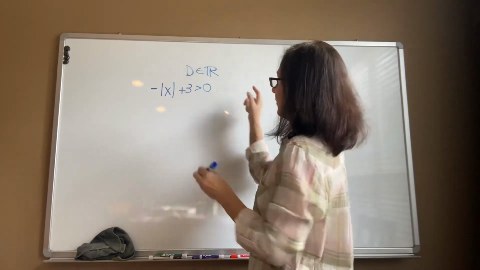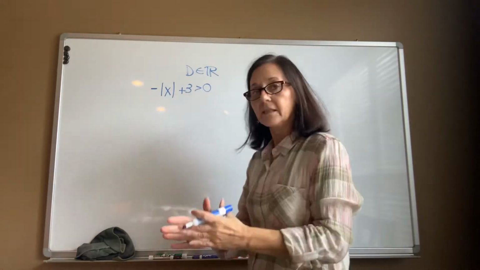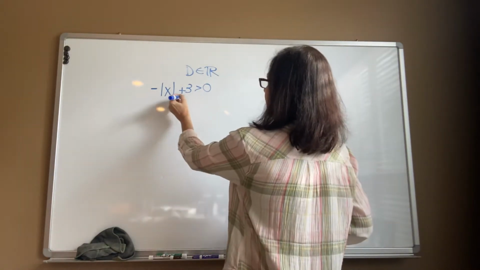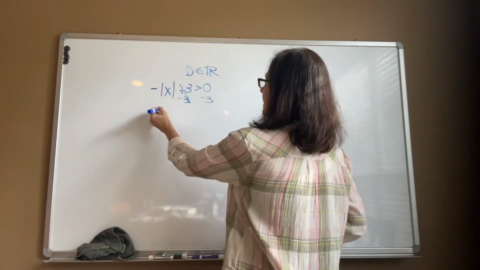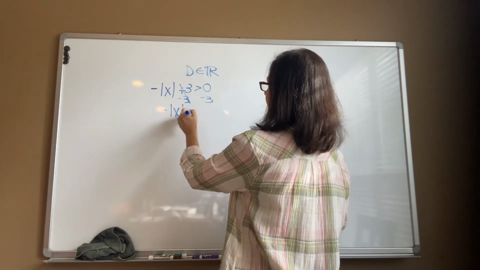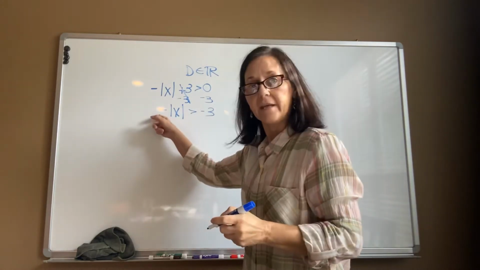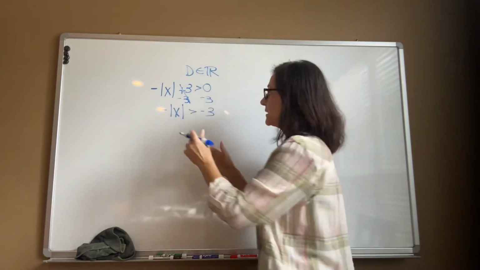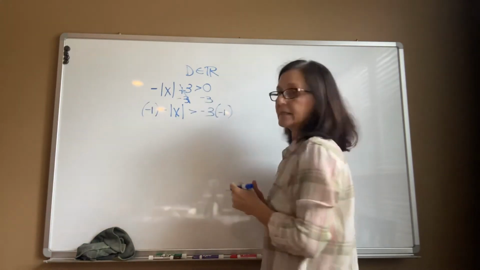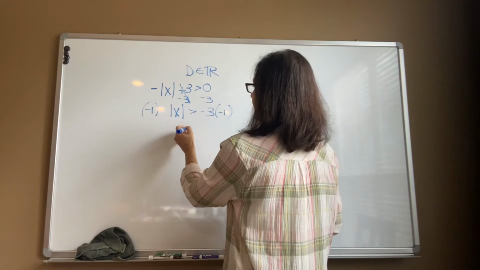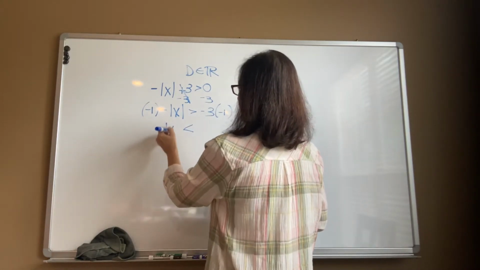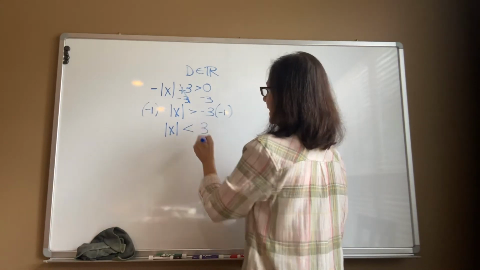So my first step is I want to isolate my absolute value, the inequality, everything else on the other side. So I subtract 3 on both sides. I have the opposite absolute value of x greater than negative 3. I do not want that negative outside. I want to isolate my absolute value. So I'm going to multiply both sides by negative 1, remembering that flips the sign. So I have the absolute value of x less than 3.